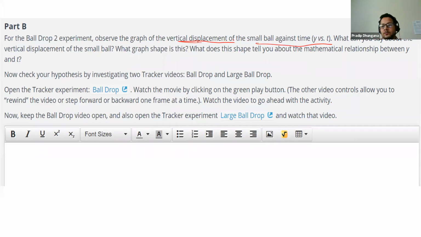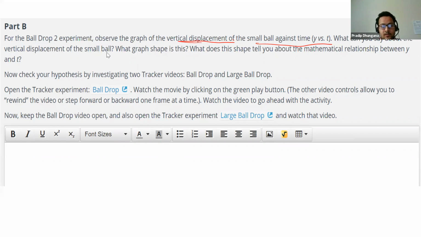What can you say about the vertical displacement of the small ball? So vertical displacement, we are talking about vertical displacement. What graph shape is this? What does this shape tell you about the mathematical relationship between y and t? So you have to open the tracker experiment for the small ball and then explain those questions.